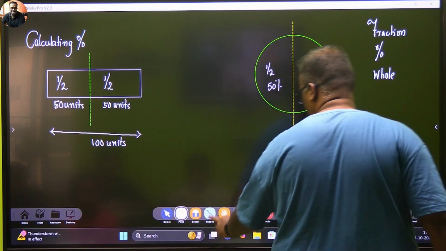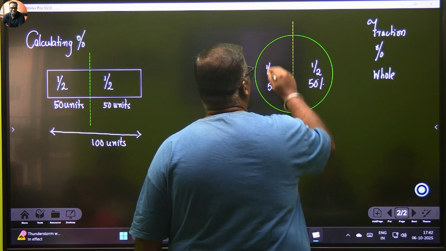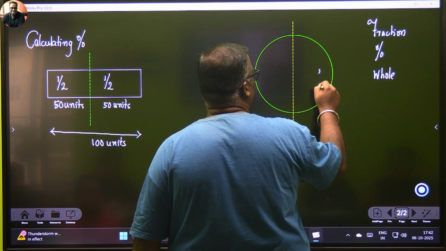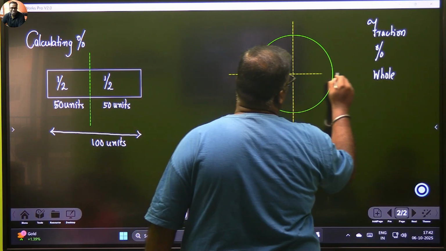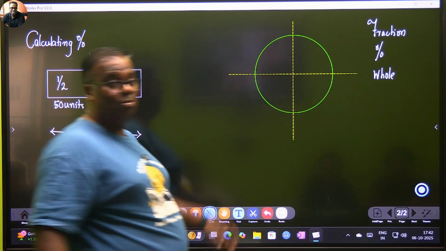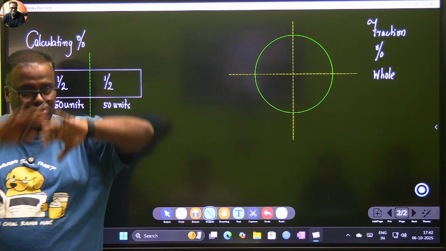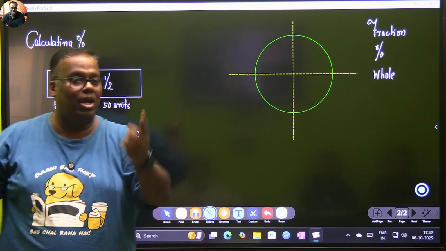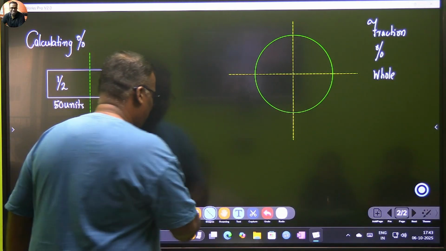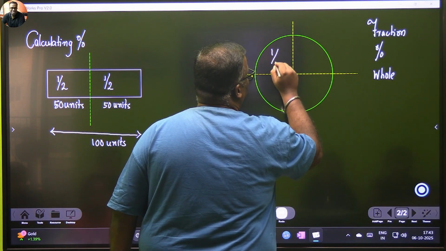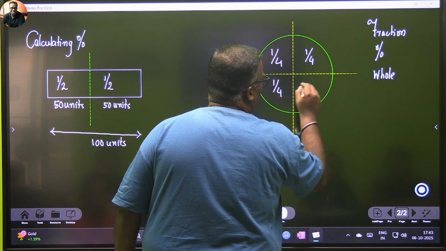Somehow our cousin brothers also pop up. So once our cousin brothers pop up, we have no other option now. So 2 more children have popped up. So what do we do? We divide it further. Now let's go by fraction. 1 by 4. Out of 4 portions, I ate 1 portion. Understood?